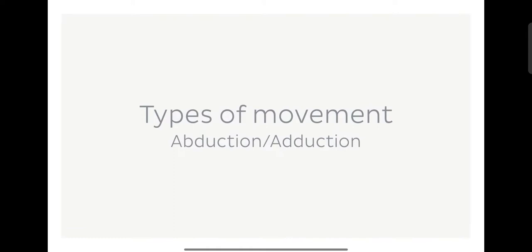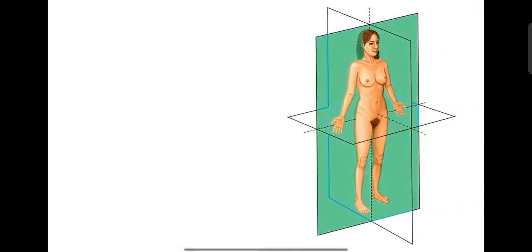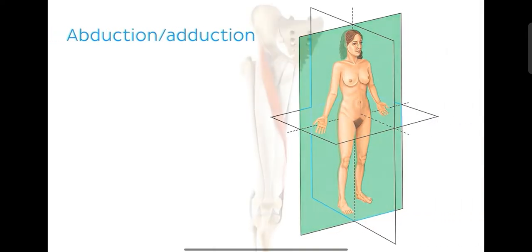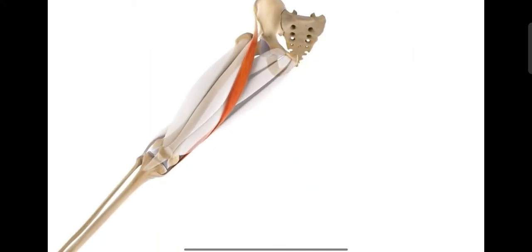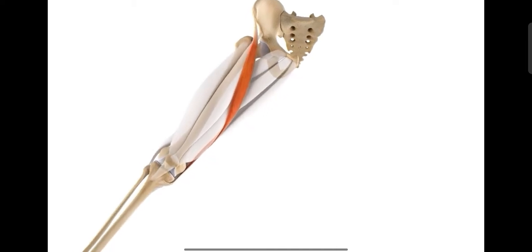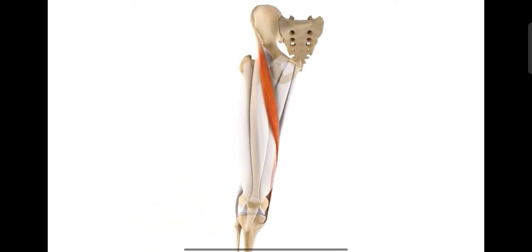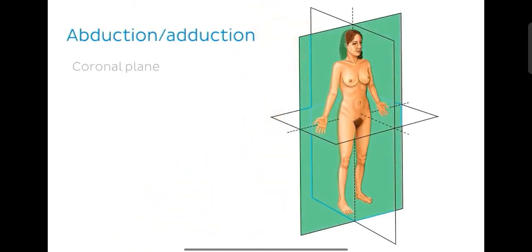Ready to move on to the next set of movements, which are abduction and adduction. And again, here is another image where you can see the coronal plane. Abduction and adduction are antagonistic movements. Like lateral flexion, abduction and adduction take place in the coronal plane.